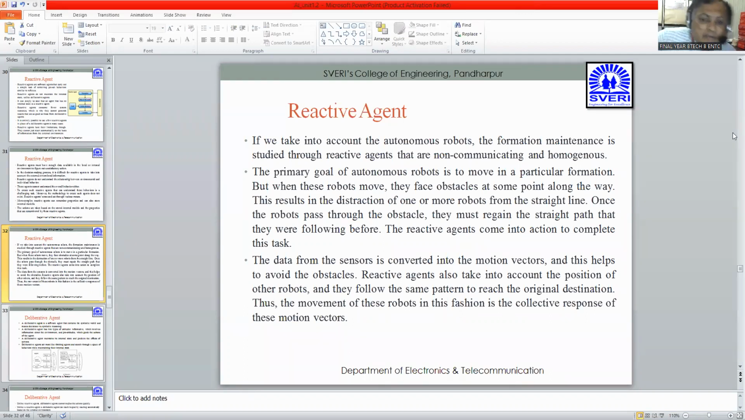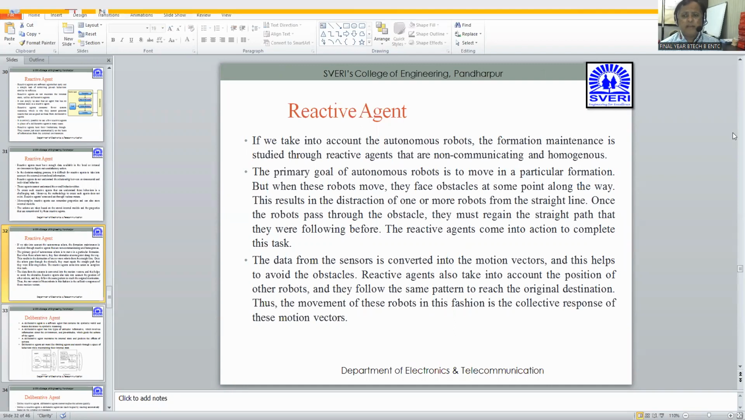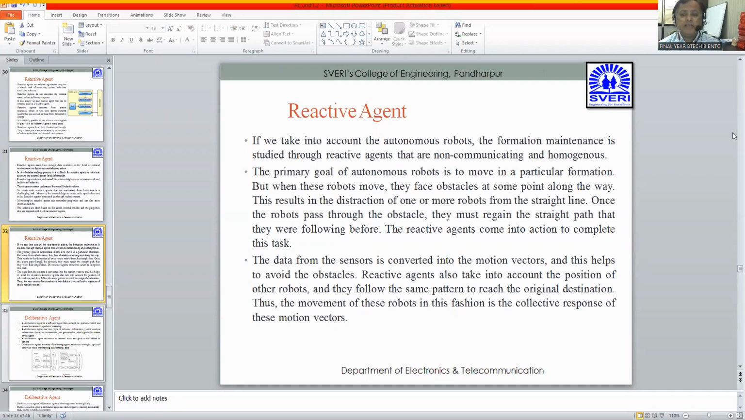So the reactive agents, who will then help you to regain its path? Obviously the reactive agent. So the best example of the reactive agent is to regain the path even after facing the obstacles. So there the reactive agent will come into action, because it will sense from the environment that the obstacle is coming. Then if it crosses that obstacle, it should be able to regain its path. And that's the plus point of the reactive agent.